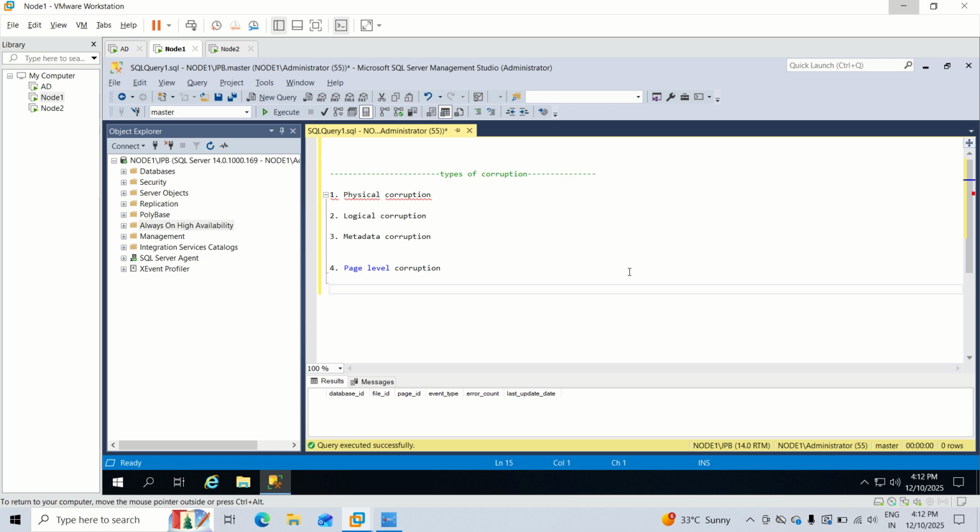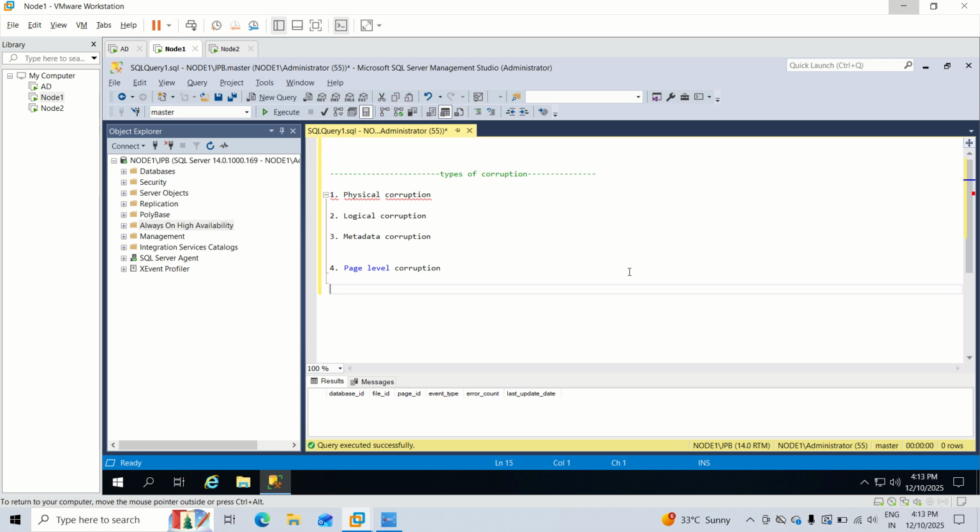Some causes are disk issues, memory issues, and a bad I/O subsystem, and some symptoms are page ID errors, torn pages, and checksum errors. You will usually see error messages during queries when page level corruption exists.